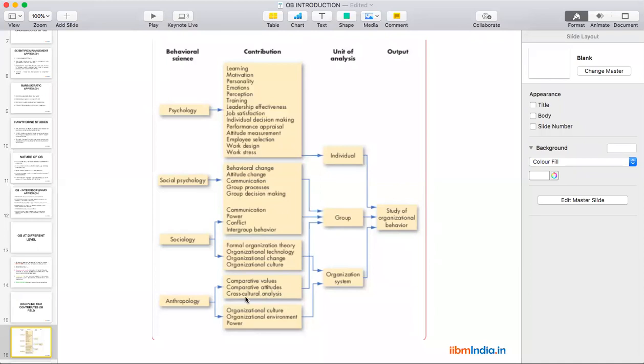Comparative attitude, cross cultural analysis, organizational culture, organizational environment, and power. Again, this is a major important part which may be part of the group as well. Along with that, this is an important part of the organizational system as well. And ultimately, all these important concepts are associated with the major part of the study of organizational behavior. Okay.